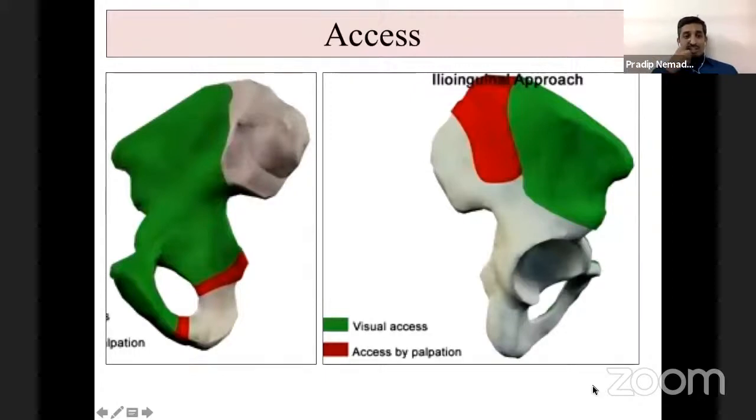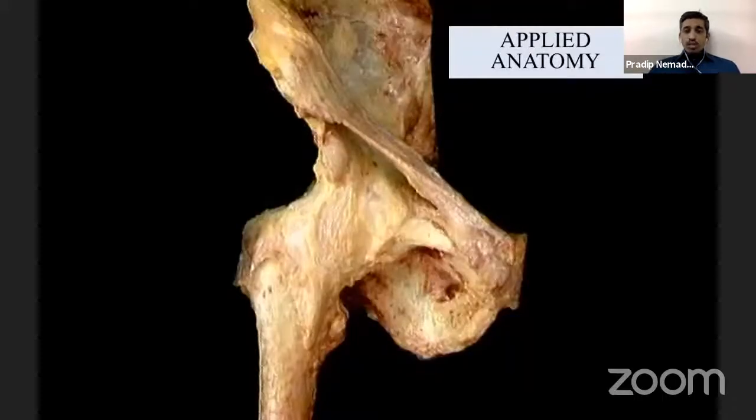Whatever is marked in green is the visual access, and whatever is marked in red is the access by palpation. However, just because it is marked in green, that doesn't mean that we are going to expose this entire area in each fracture. These are the areas that are possible, and you need to titrate your approach as the reduction and fixation of the fracture mandates. But when it comes to the possibility, this is the kind of exposure that you can get with the ilioinguinal approach.